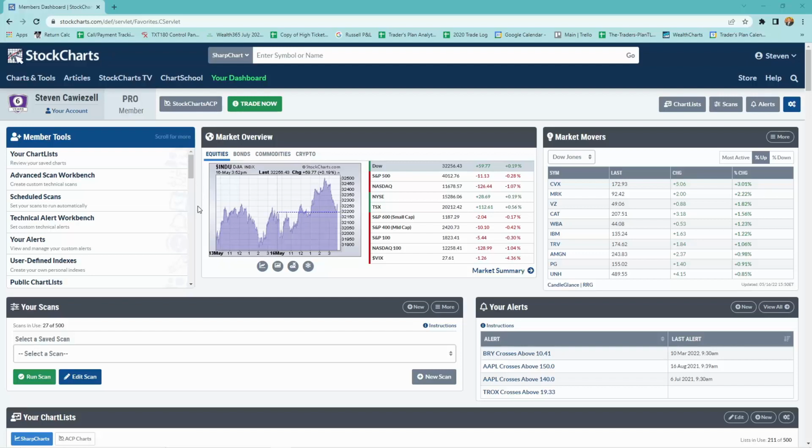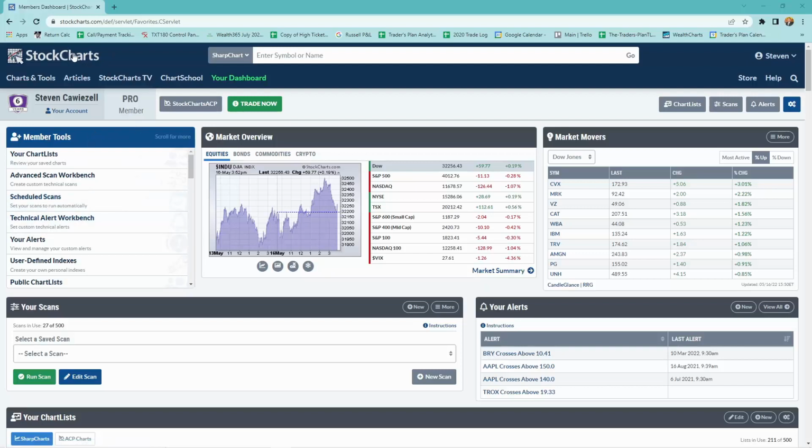So what I want to do is show you how I use stock charts. We're going to find the strongest industries and then break it down by, of these industries, which ones have some strong looking stocks in them and potential candidates for our watch list.